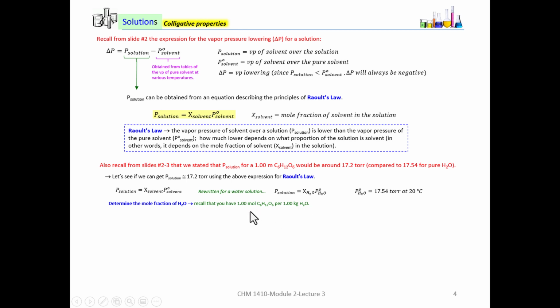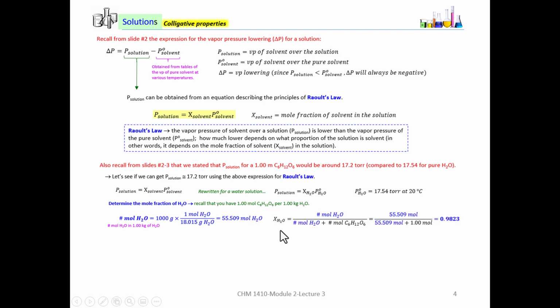So recall the solution was made by dissolving 1 mole of glucose in a kilogram of water. So what I'm going to do is simply find out how many moles of water are in a kilogram of water, or in 1,000 grams. I'll do that by dividing 1,000 grams by the molar mass of water, and we find out that a kilogram of water contains 55.509 moles of water.